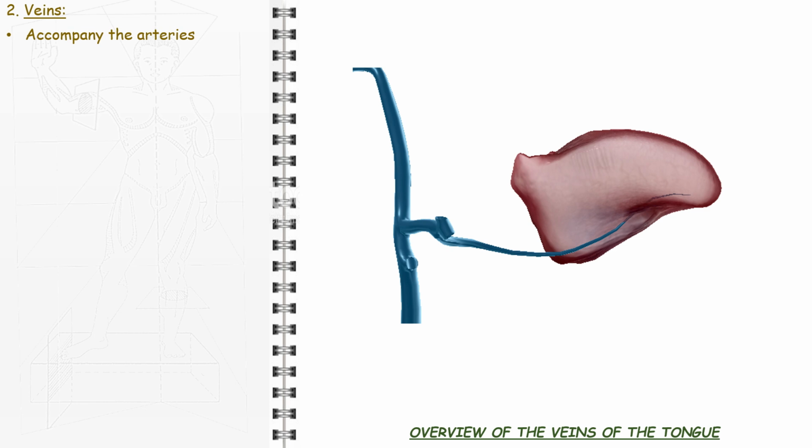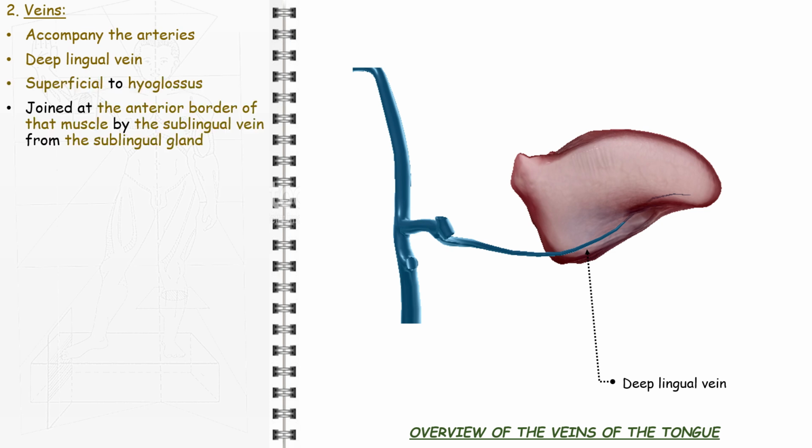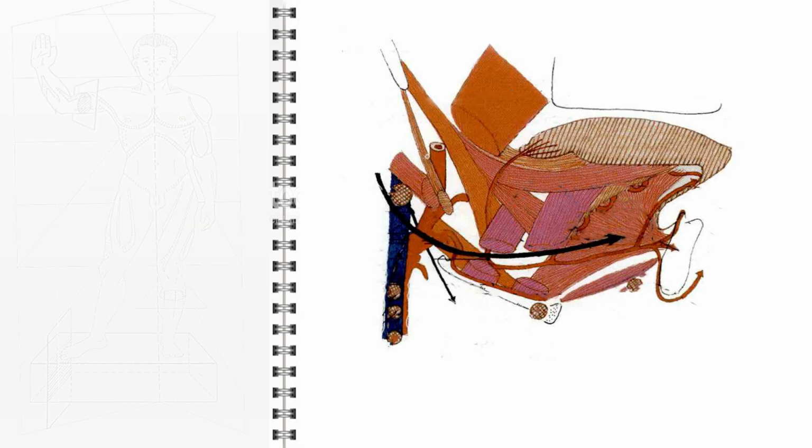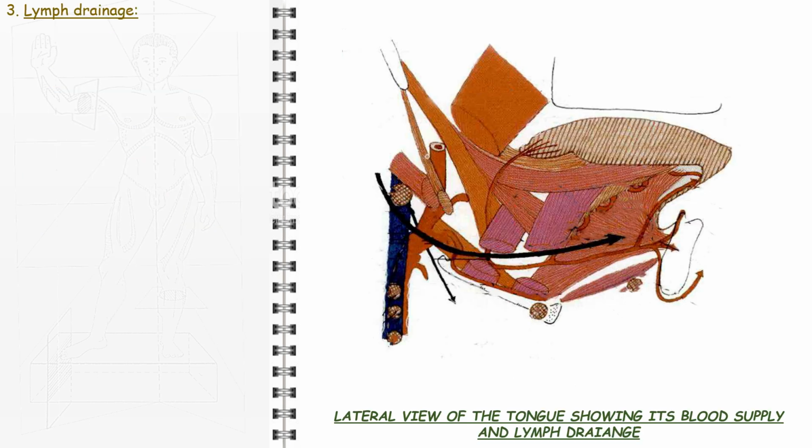The deep lingual vein comes from the inferior surface of the tongue, superficial to hyoglossus in its course, and is joined at the anterior border of that muscle by the sublingual vein from the sublingual gland. The dorsal lingual veins come from the dorsum of the tongue. They come together as the lingual vein that flows into the internal jugular vein. The tongue is particularly drained through the floor of the mouth.